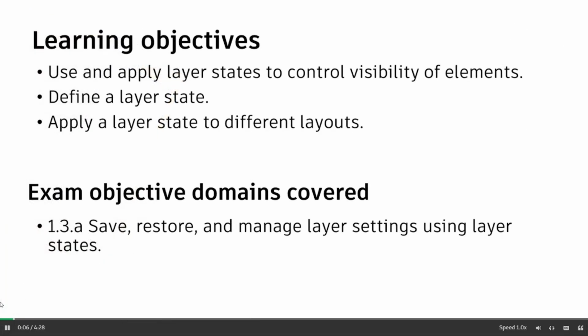After completing this lesson, you will be able to use and apply layer states to control visibility of elements in your drawing. Defining a layer state saves the current layer settings, so you can restore those settings. You can restore all the layer settings or specify which layer settings to restore. A layer state can be updated to include new layers or remove layers or to change specific layer settings.